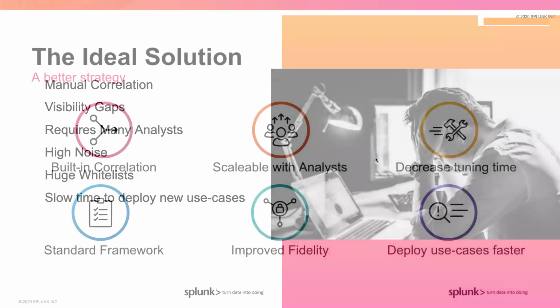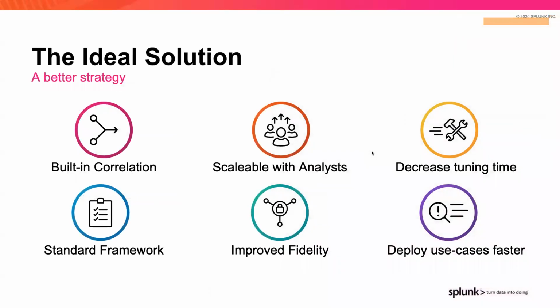So let's imagine what that solution might look like. What if we could have an alert that has built-in correlation, is scalable with our workforce, whether we have a handful of analysts or we have an entire SOC. We don't have to spend a ton of time tuning it. And it is mapped to an industry standard framework, so we can prove that we are getting better or we are detecting more things. We can report on that.